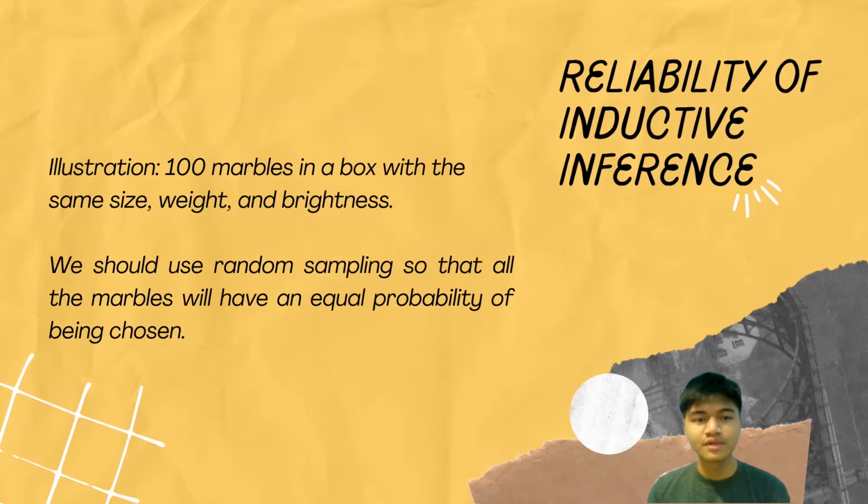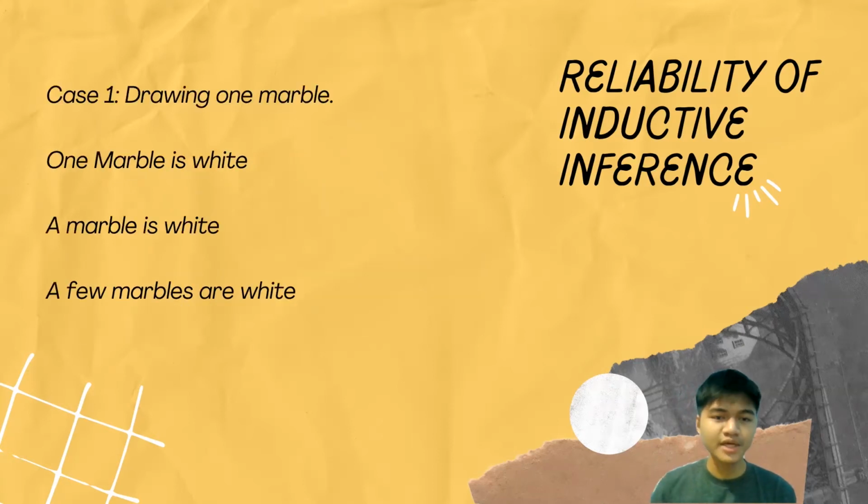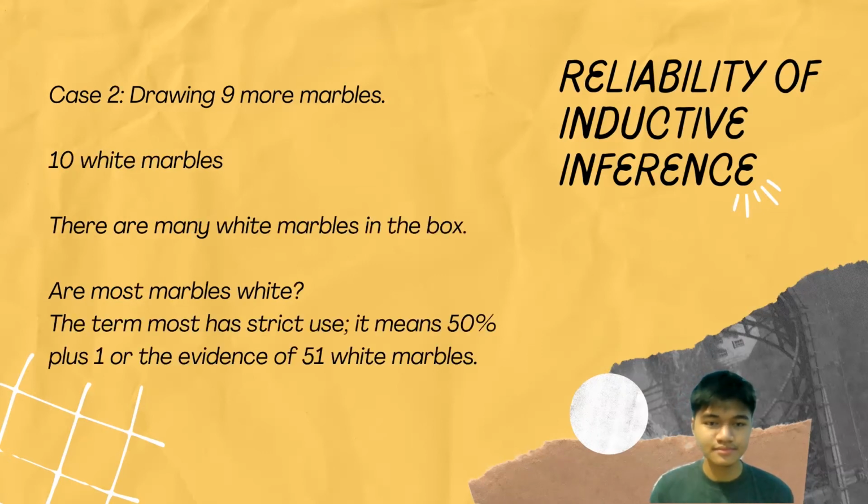Given there are 100 marbles with the same size, weight, and brightness in a box, we should use random sampling so that all marbles will have an equal probability of being chosen. So case 1, drawing one marble. Your specific statement is one marble is white, and from that we can conclude a marble is white, and we can infer that a few marbles are white.